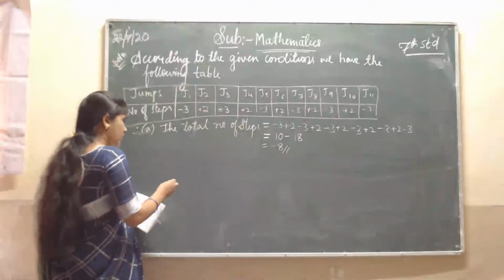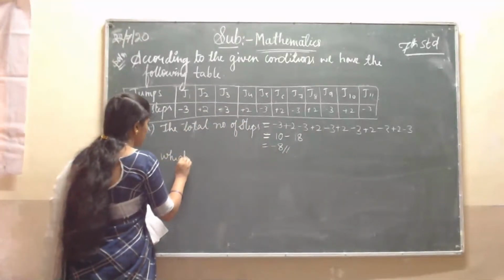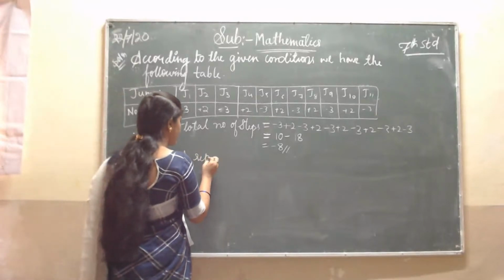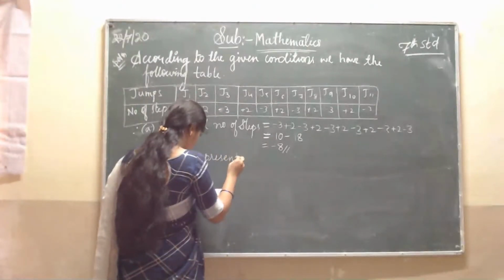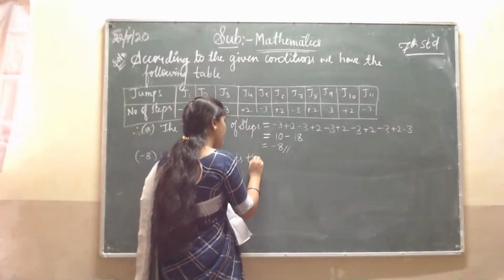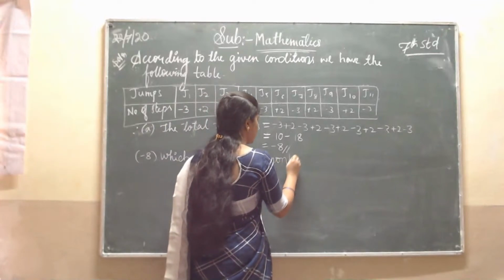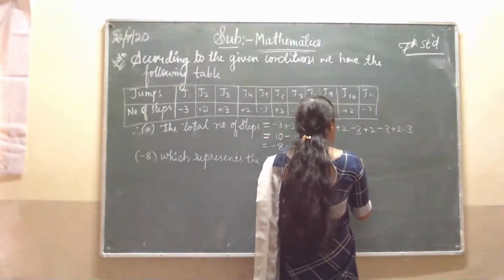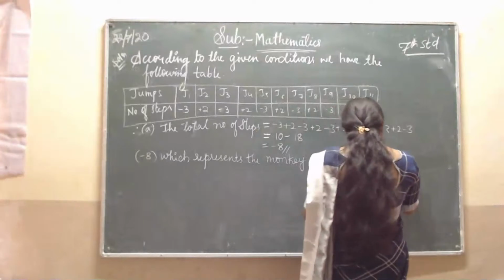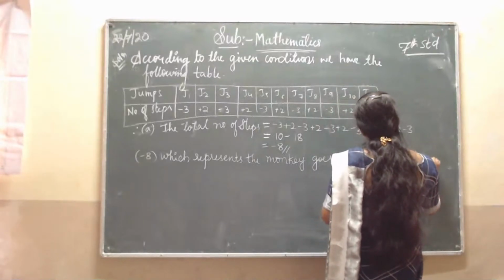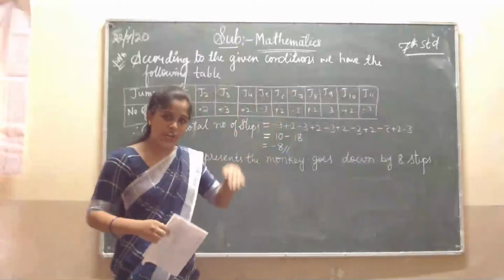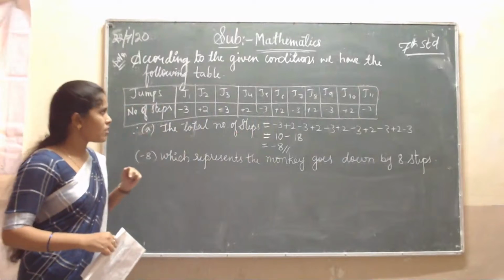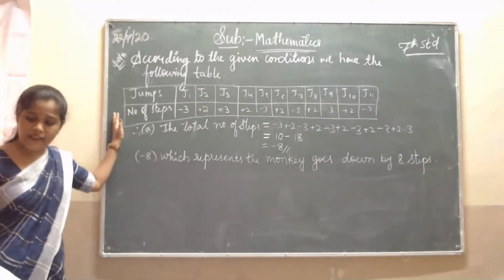Therefore, minus 8 represents the monkey goes down by 8 steps. Minus sign indicates the monkey goes down. So minus 8 represents the monkey goes down by 8 steps. Completed. See here, once again I will explain.